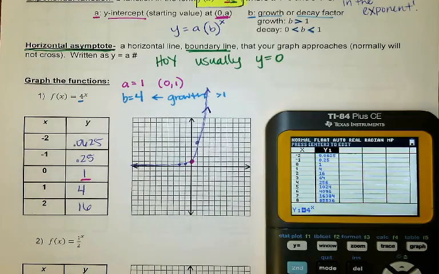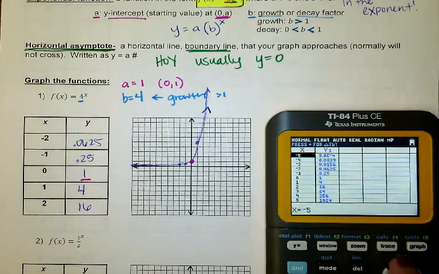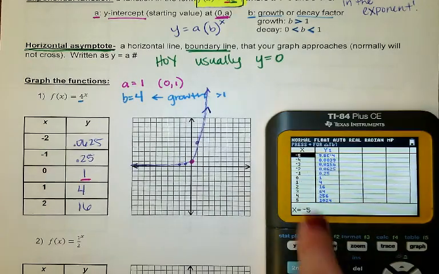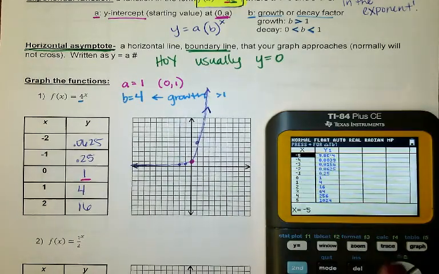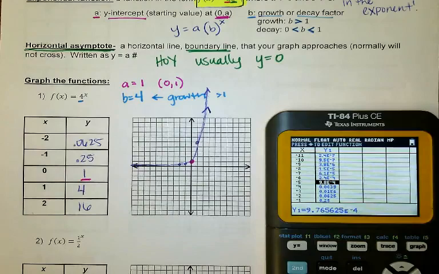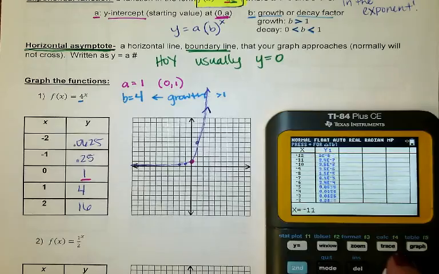Now what I want you guys to notice is as I go in the negative direction, do I ever actually equal 0 here? Does my y value ever equal 0? No. It's super, super, super tiny. We have all this scientific notation going on. But it never actually equals 0. If you go up high enough, I don't know if it actually says 0.